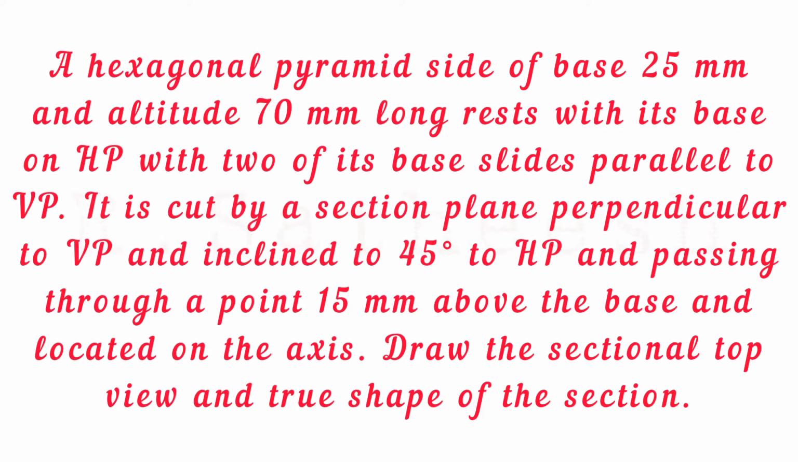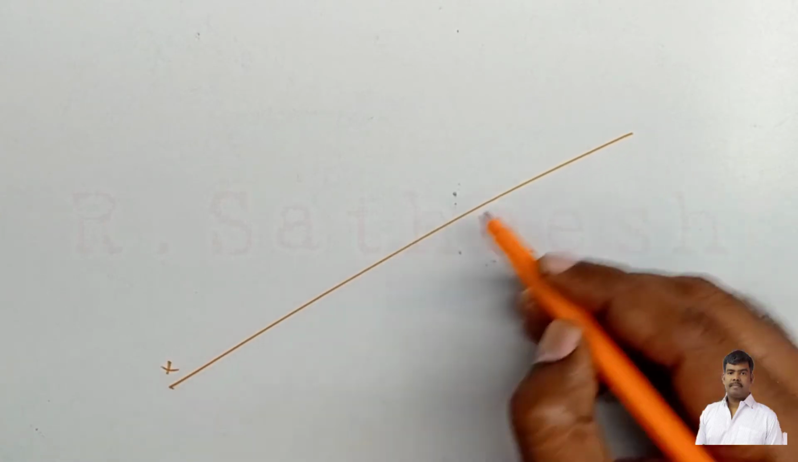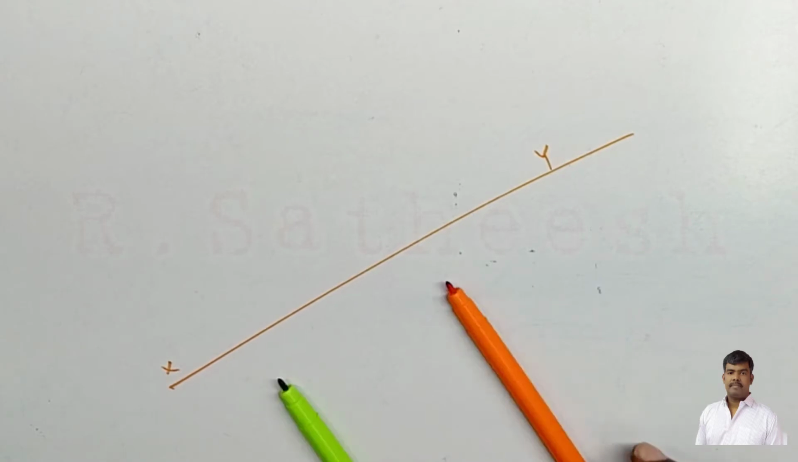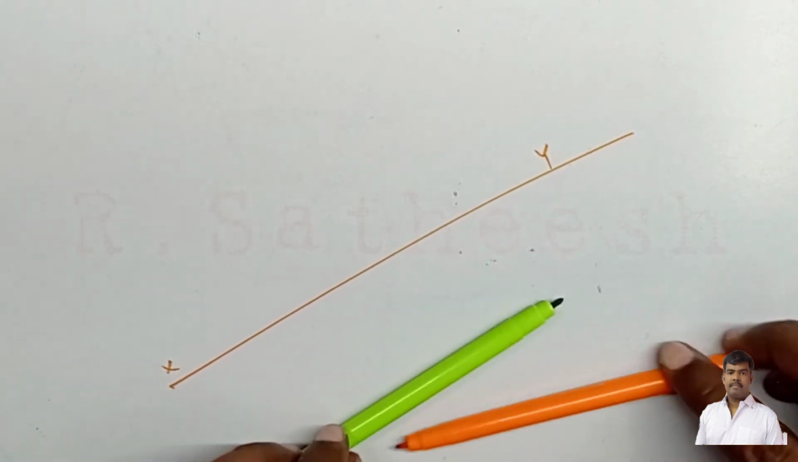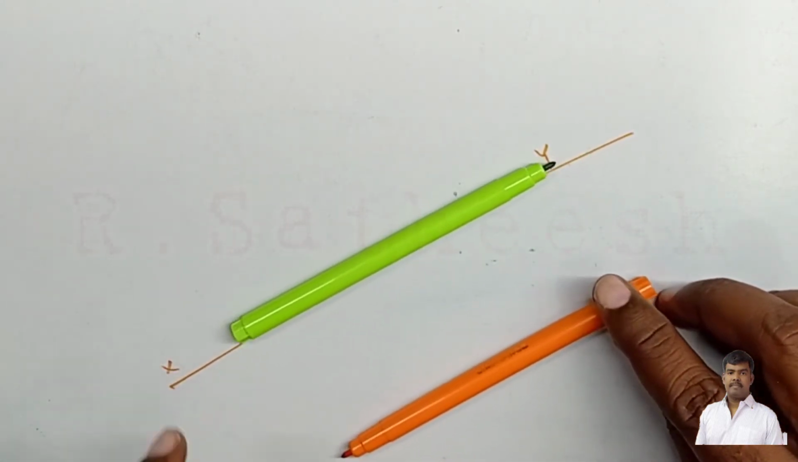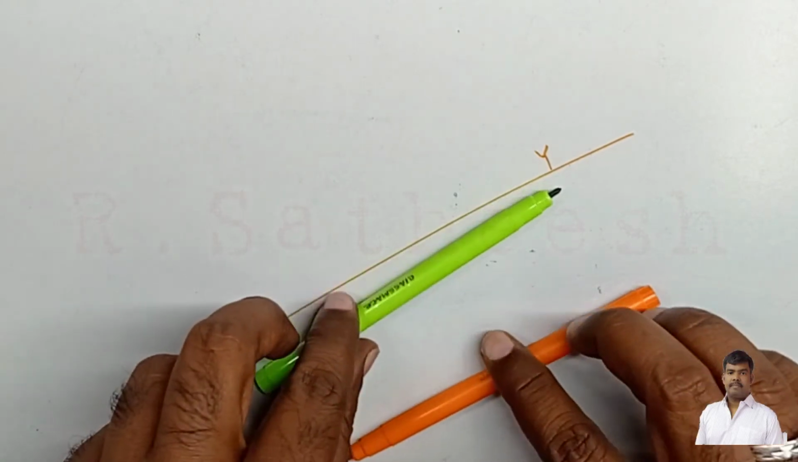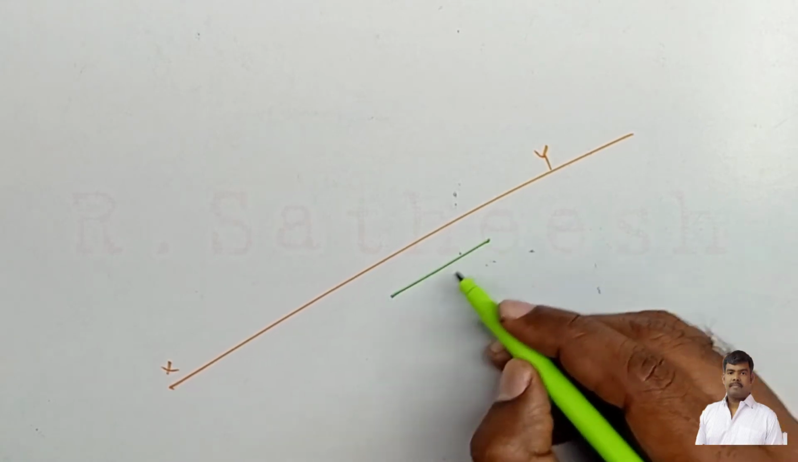So first we draw the XY reference. Clear? So the solid is a hexagonal pyramid. When two of its sides come parallel to VP, as per the condition in the problem, with two of its base sides parallel to VP, therefore this position is correct. So you draw that hexagon like this.